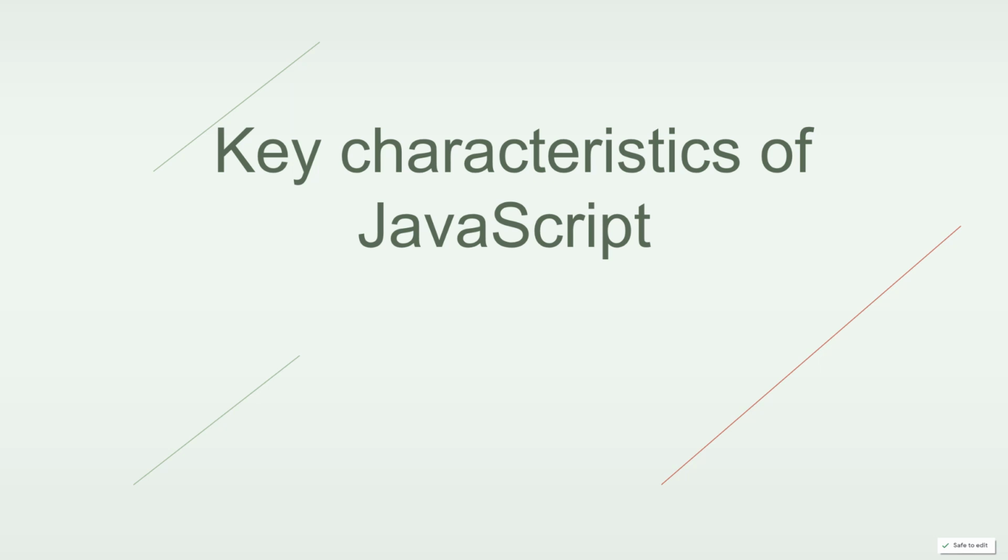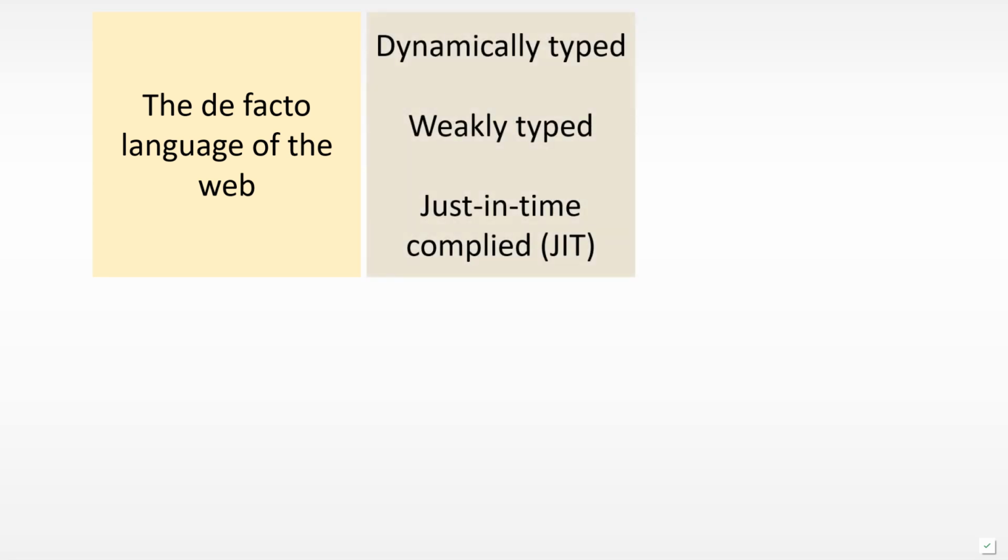This video would give you a broad overview of the JavaScript language. We would talk about why JavaScript is the de facto language of the web, why it is dynamically typed, why it is weakly typed, and why it is just-in-time compiled in most of its implementations.